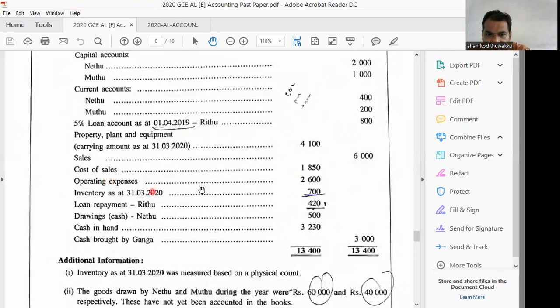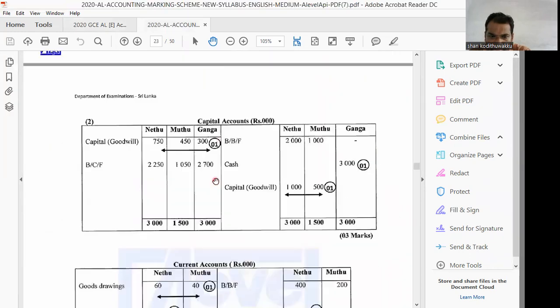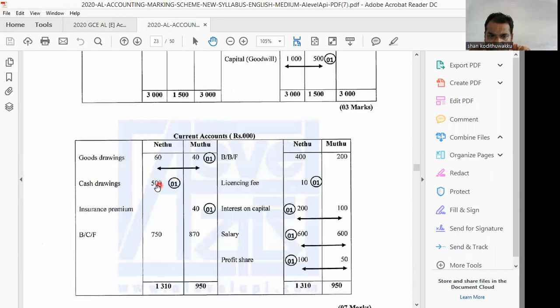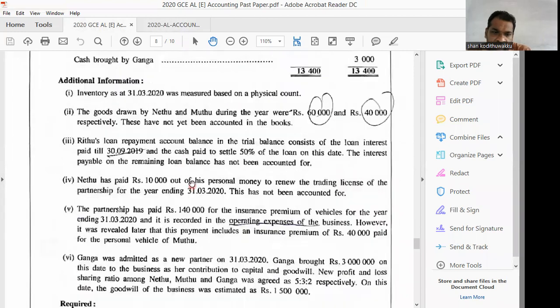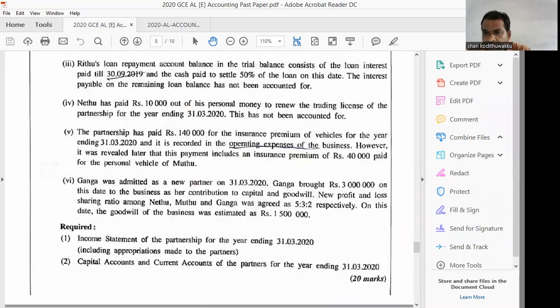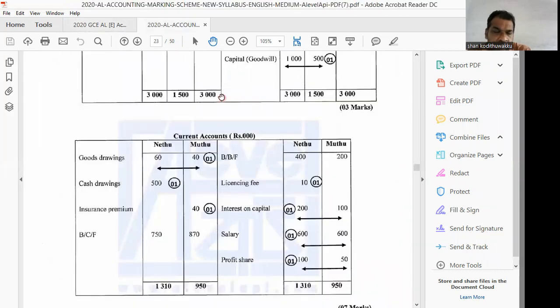Right. Next, operating expenses we recorded 2,540. Inventory okay, loan repayment okay, drawings cash 500. We can debit to the relevant partner's current account. Cash drawing 500. Cash in hand, cash brought by Ganga, we have already recorded. Right. Now we have completed all the adjustments and appropriations.